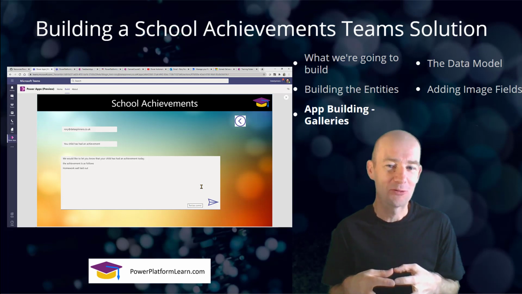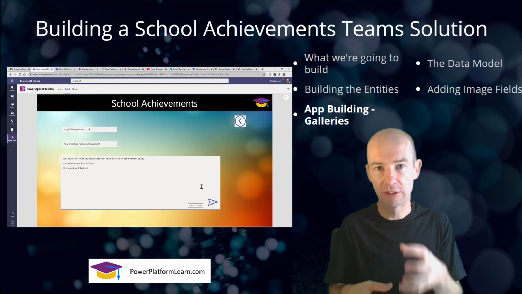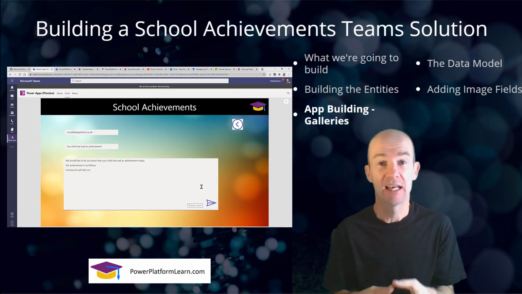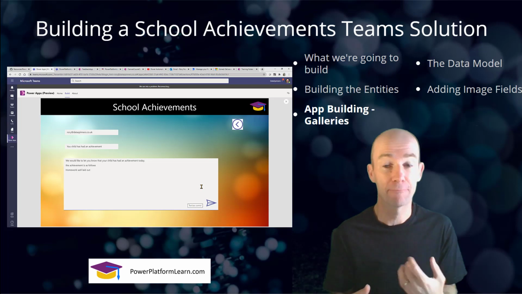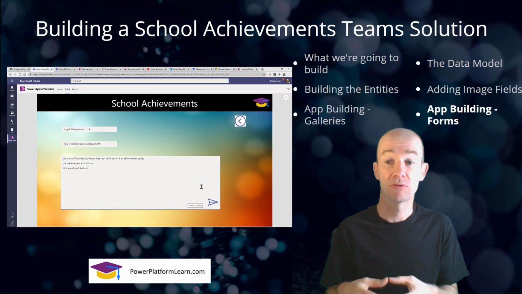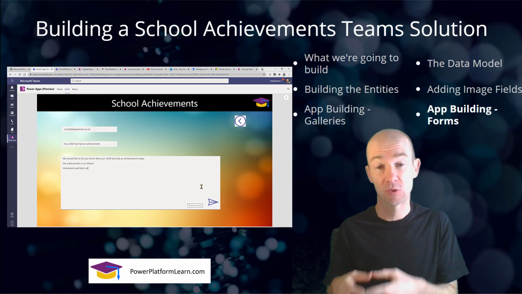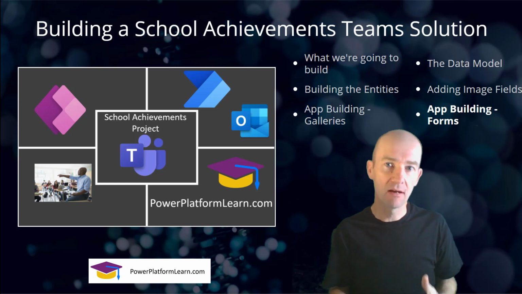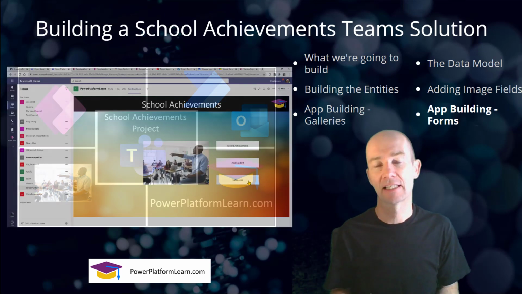Then we're going to go on to a little bit more detail on app building mechanics, and we're going to build a gallery, essentially a list, from scratch. And we're also going to build a form from scratch as well. Now, out of the box, you will get a form and a gallery, but it is nice to know how to do these things yourself.